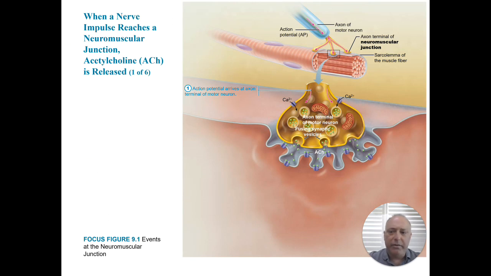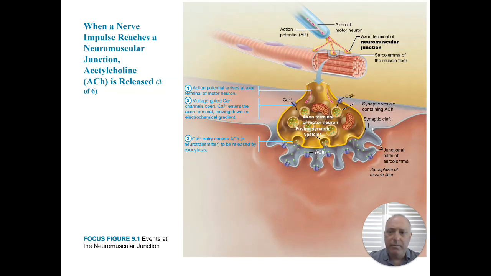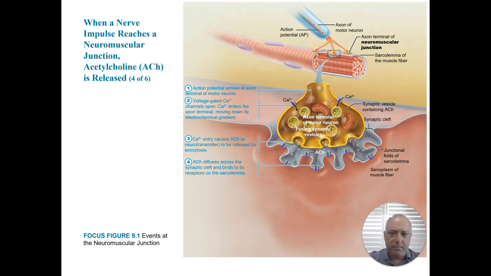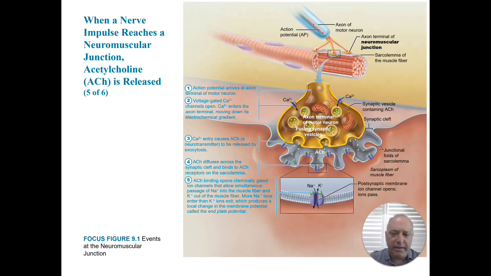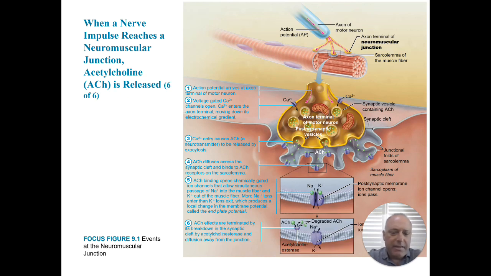So when a nerve impulse reaches the neuromuscular junction, acetylcholine is released. Voltage-gated calcium channels at the neuromuscular junction open, letting calcium in. Calcium is going to be the effector of contraction. So calcium is what's going to cause the acetylcholine to be exocytosed into the synaptic cleft. Acetylcholine diffuses, then binds to its receptor. And then acetylcholine is broken down by acetylcholinesterase, or its reuptake, and the contraction goes away and you get relaxation.